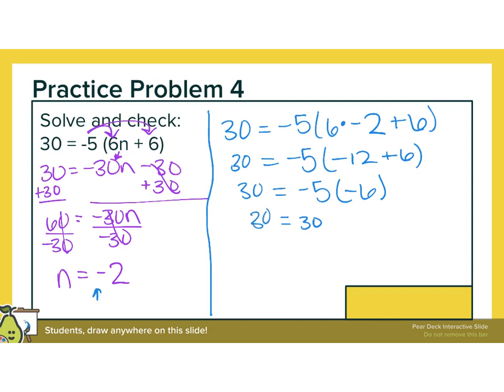I know I'm right because when I plug in -2 for n, I get 30 on both sides. Now you can write your final answer in the box.